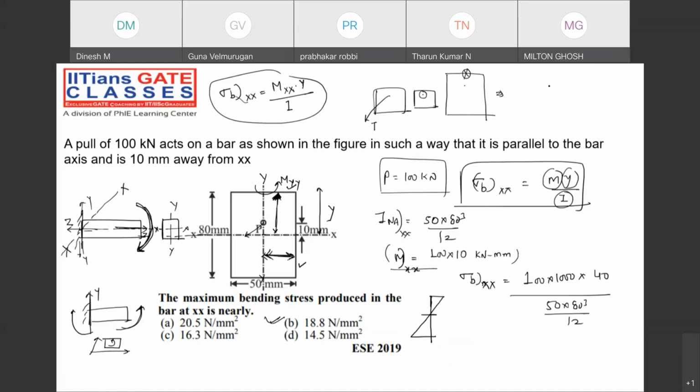Now we are not drawing the bending stress distribution diagram like this. This is an incorrect diagram. The bending stress can only be seen perpendicular to the plane of the cross section, my dear friend, right? And whatever you are saying is a different thing. They are not asking at the neutral axis. They are asking what will be the maximum bending stress produced in the bar at XX. That means the bending stress about XX. In short, that is the meaning.